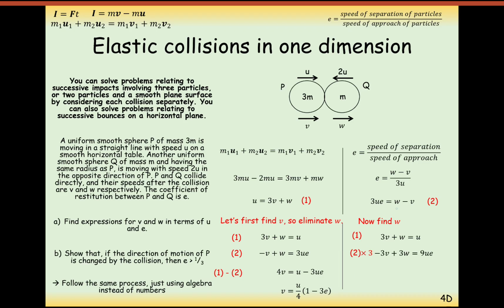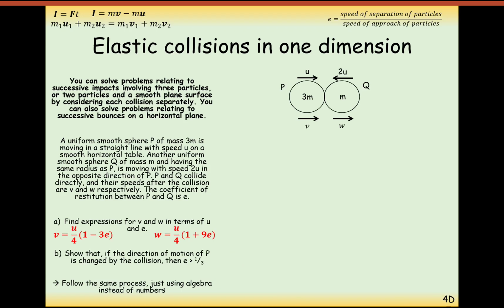I'm going to multiply the second one by 3 to make the v's line up, add the two equations together, and we get w is equal to u over 4 brackets 1 plus 9e. So that's the velocity of v, this is the velocity of w. Okay, so let's leave that there then.